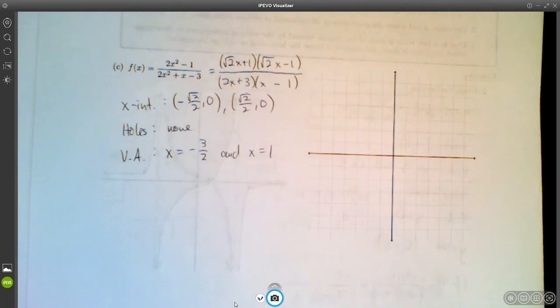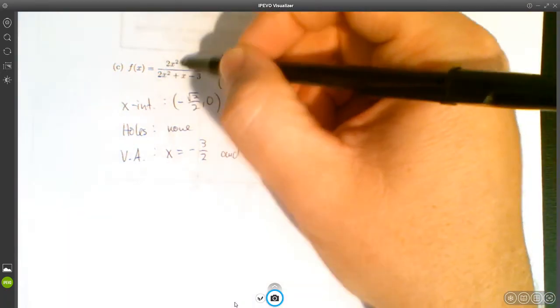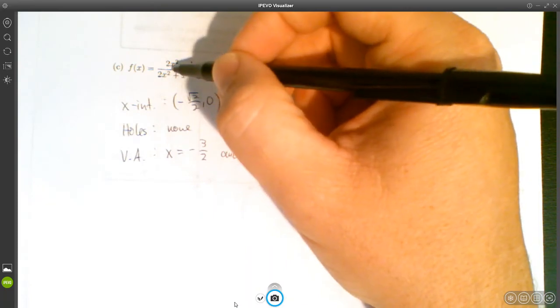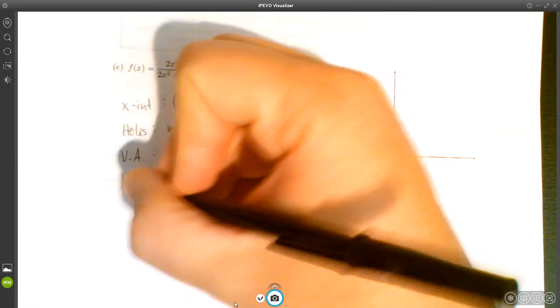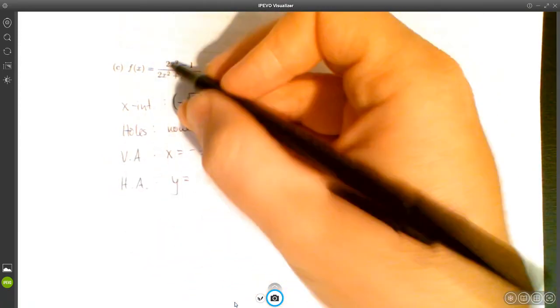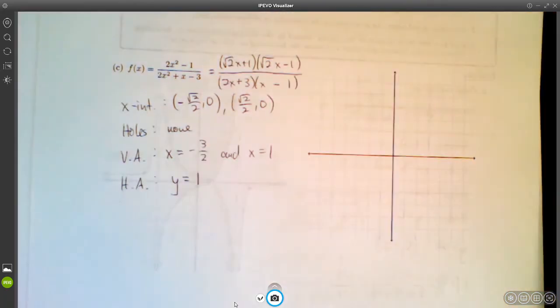Okay, what about horizontal or oblique asymptotes? It looks like since the degrees are the same, I'm going to have a horizontal asymptote at the ratio of the leading coefficients. So my horizontal asymptote, in this case, is going to be y equals 2 over 2, right? 2 over 2, which is 1.